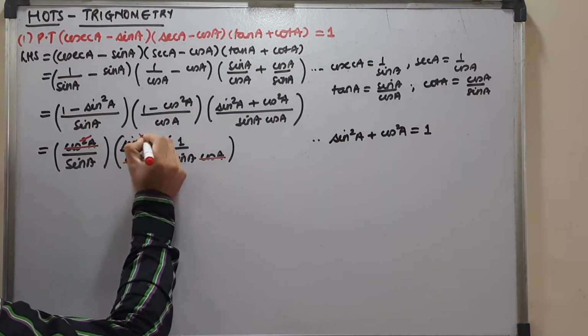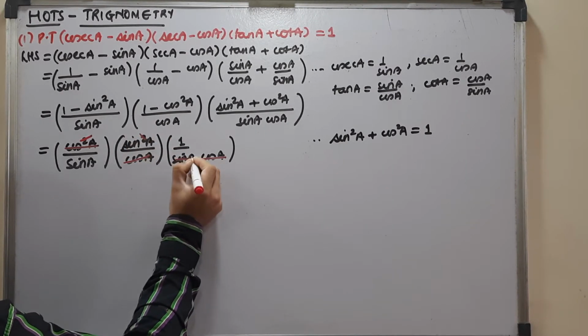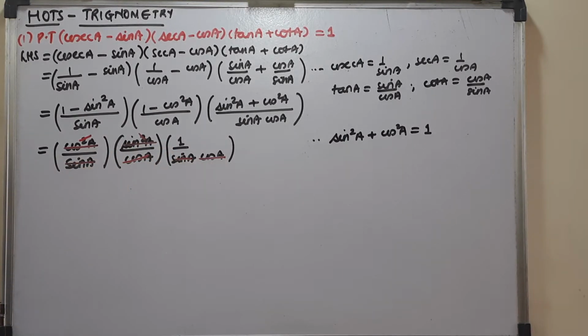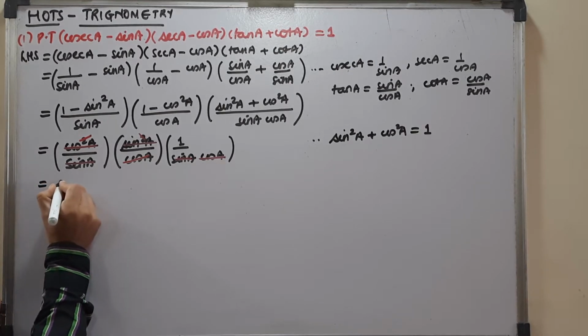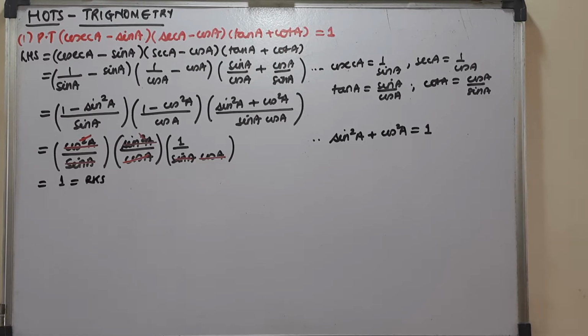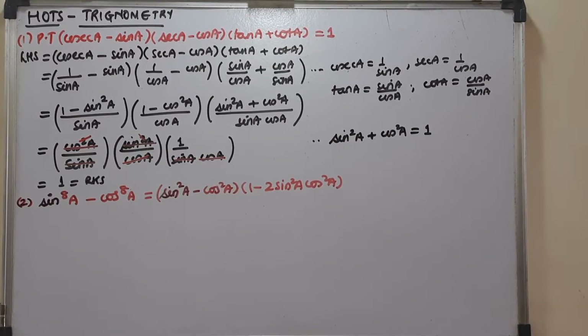Similarly, 1 sin gets cancelled here and the remaining sin gets cancelled here. So I remain only with 1, which is your right hand side. So we started with an easy question first. We will increase our ability a little bit.